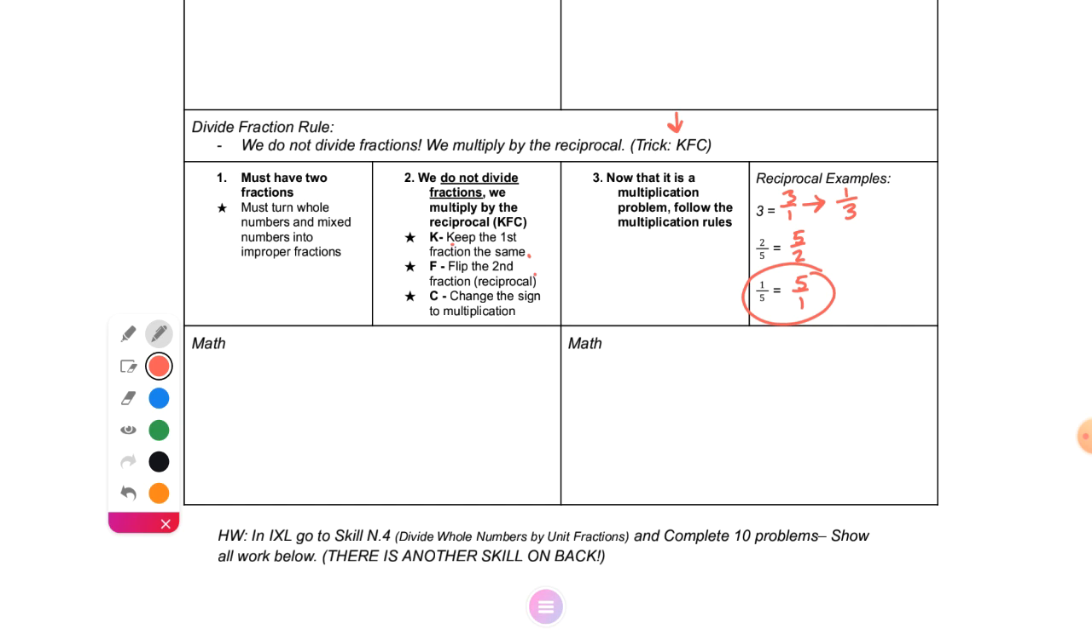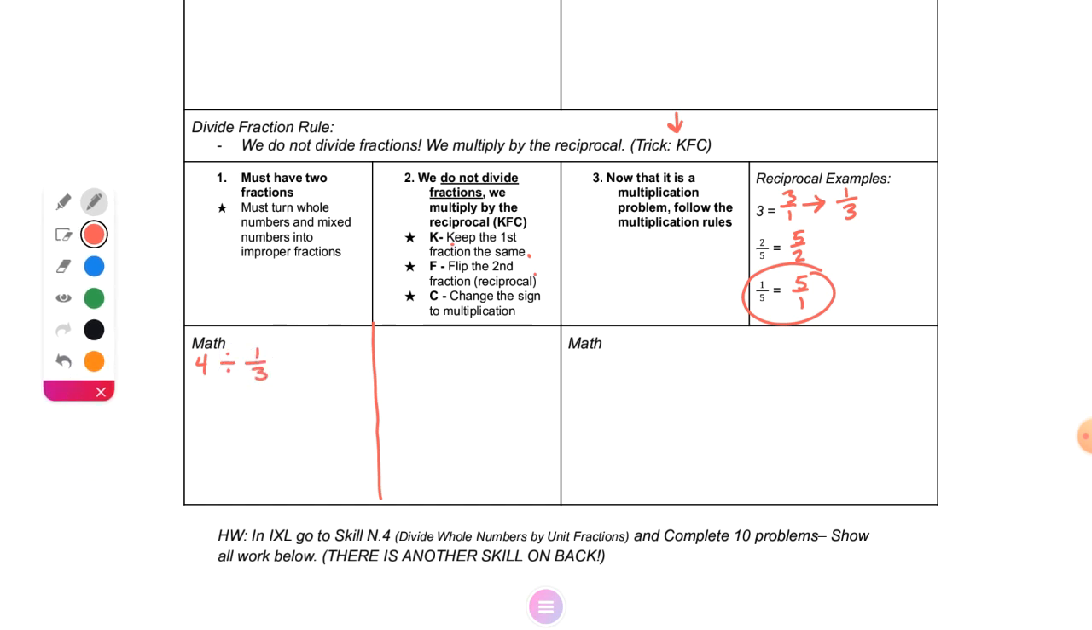Okay? 4 divided by 1/3. I want you to split this box in half. 4 divided by 1/3. We already know what the answer is because we worked it up at the top. I'm going to show you the math behind it, not the model. First, we have to have two fractions. Who can redo that problem with two fractions? Gabe? 4/1 divided by 1/3.